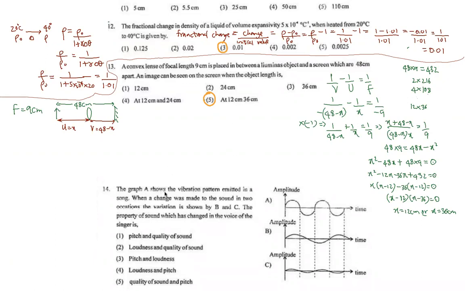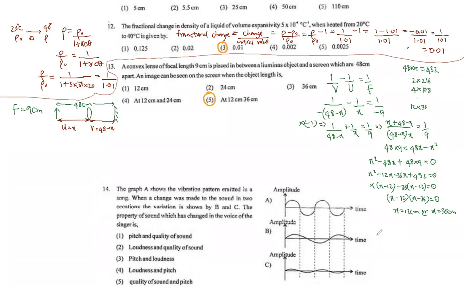14th one. Graph A shows the vibration pattern emitted in a song. When a change was made to the sound on two occasions, the variation is shown by B and C. The property of sound which changed in the voice of the singer is. I think now two changes they have given. I can see the frequency has changed in B, and in C the amplitude has changed.